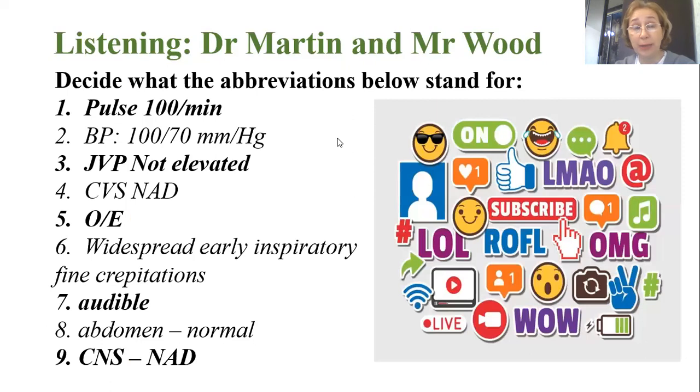Before we start listening, I would like to be sure that we understand everything. These are the abbreviations that are commonly used by doctors in the history of a patient's complaint. Let us have a look at them and decide what they stand for. The first abbreviation, number one, is for Abdel Rahman. What do you think it means?